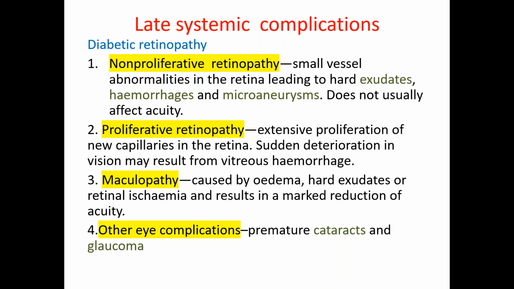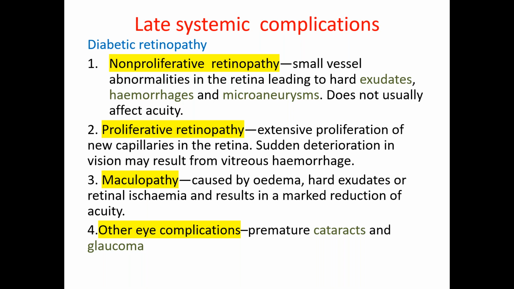And late complications: diabetic retinopathy. This is a very important complication of diabetes mellitus. Uncontrolled diabetes mellitus may lead to ocular changes, and it may lead to blindness. These complications can be divided into those affecting the retina and those affecting the other parts of the eyeball. Retinopathy may be non-proliferative retinopathy or proliferative retinopathy.